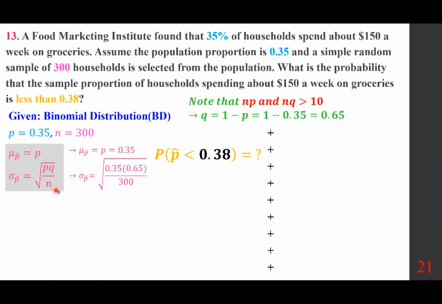Plug in because we need to calculate. These are preliminary calculations we need to do. So this is 0.35, and this one, using a calculator with a bunch of decimals, we end up with this number.